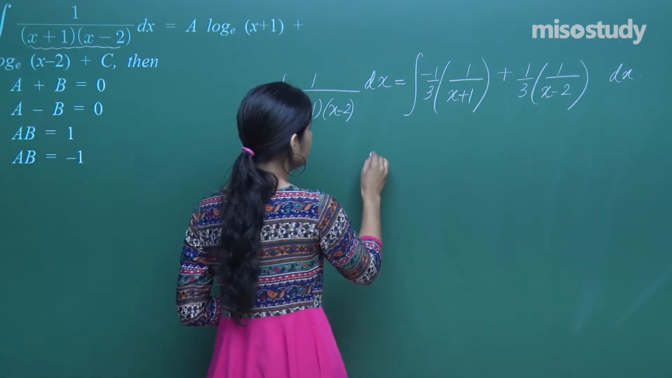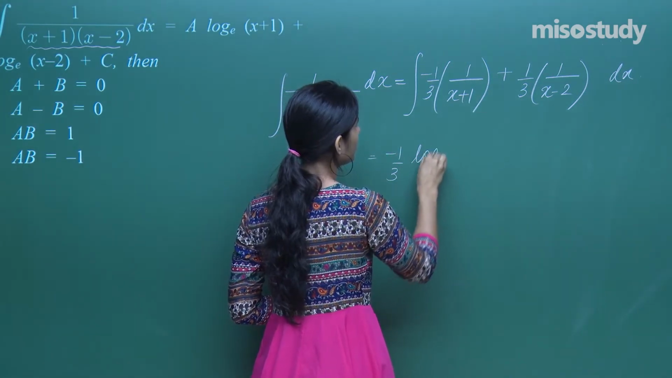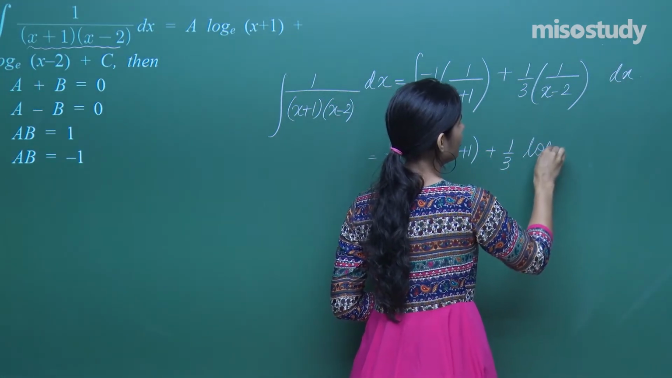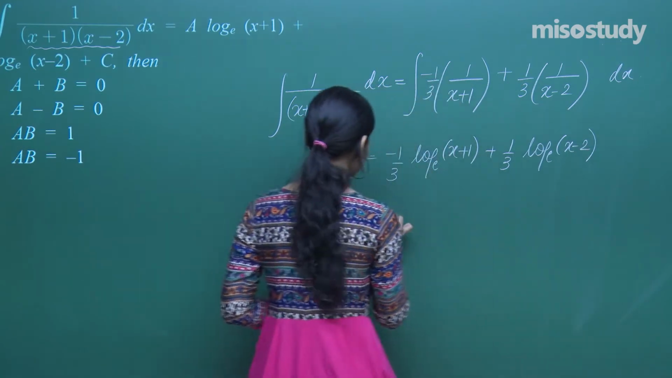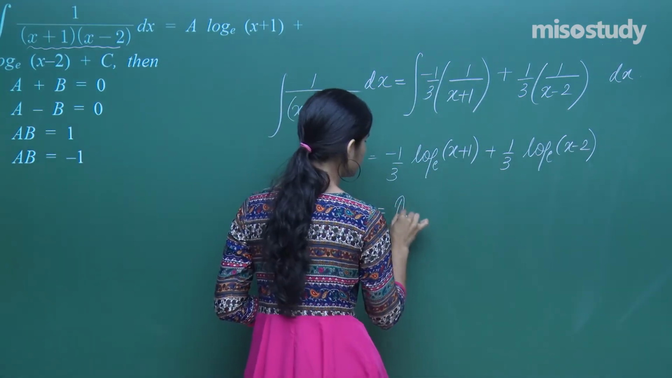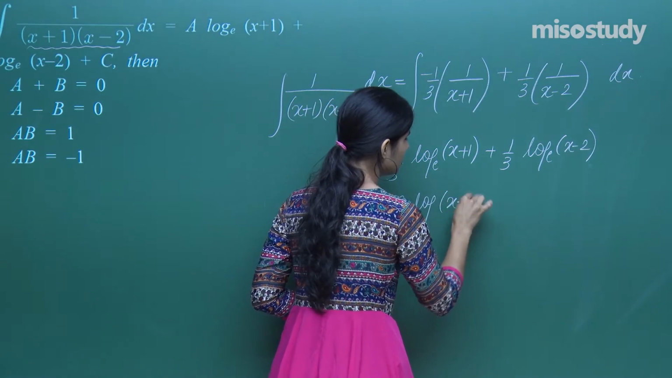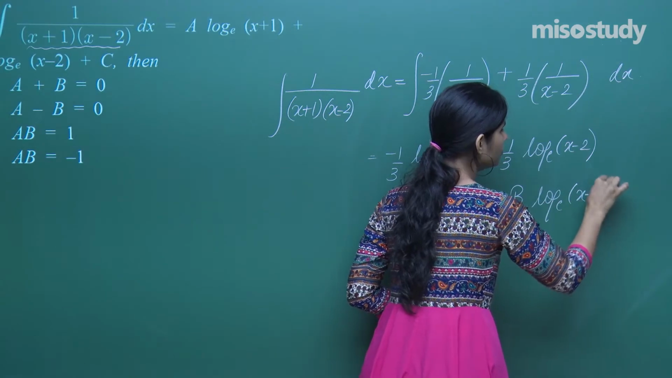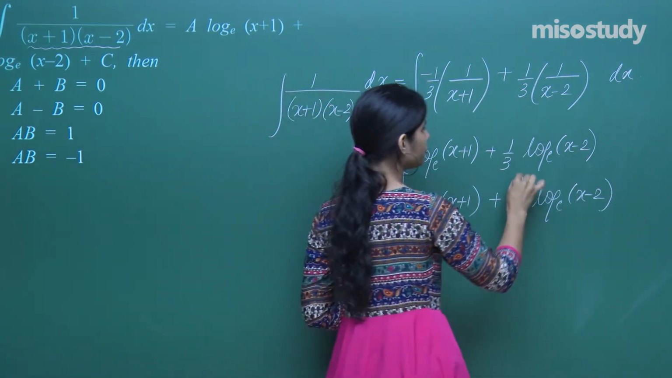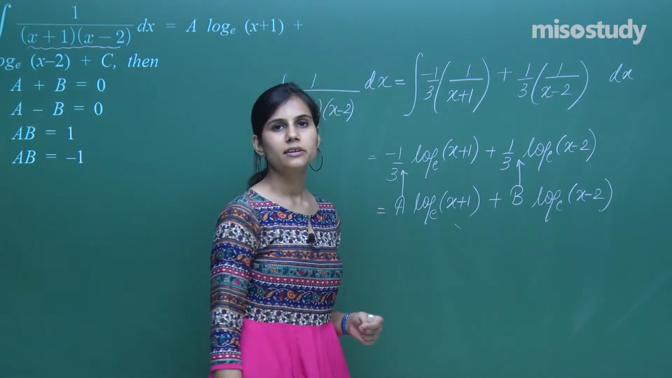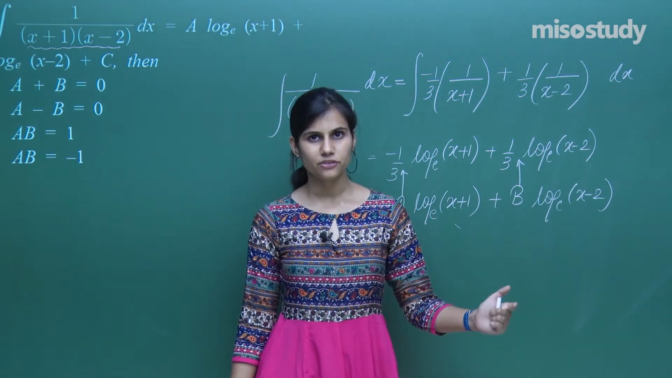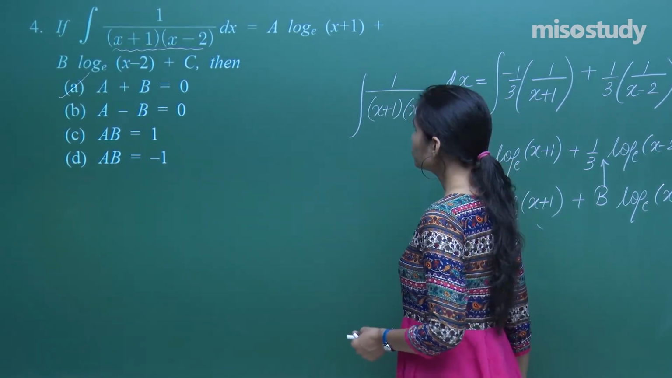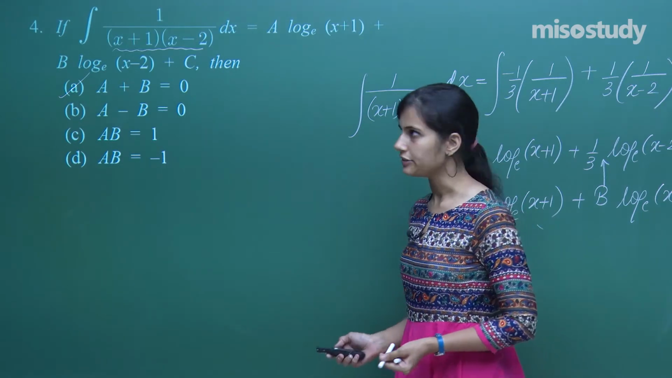Now it's very, very easy. This gives you minus 1 by 3 log of (x+1) plus 1 by 3 log of (x-2). And this is exactly equal to the expression a log(x+1) plus b log(x-2), and therefore you get that a is minus 1 by 3, b is 1 by 3, so a plus b clearly is coming out to be 1 by 3 plus minus 1 by 3, which is 0. Easy enough question, just using the very partial fraction scenario of integration.